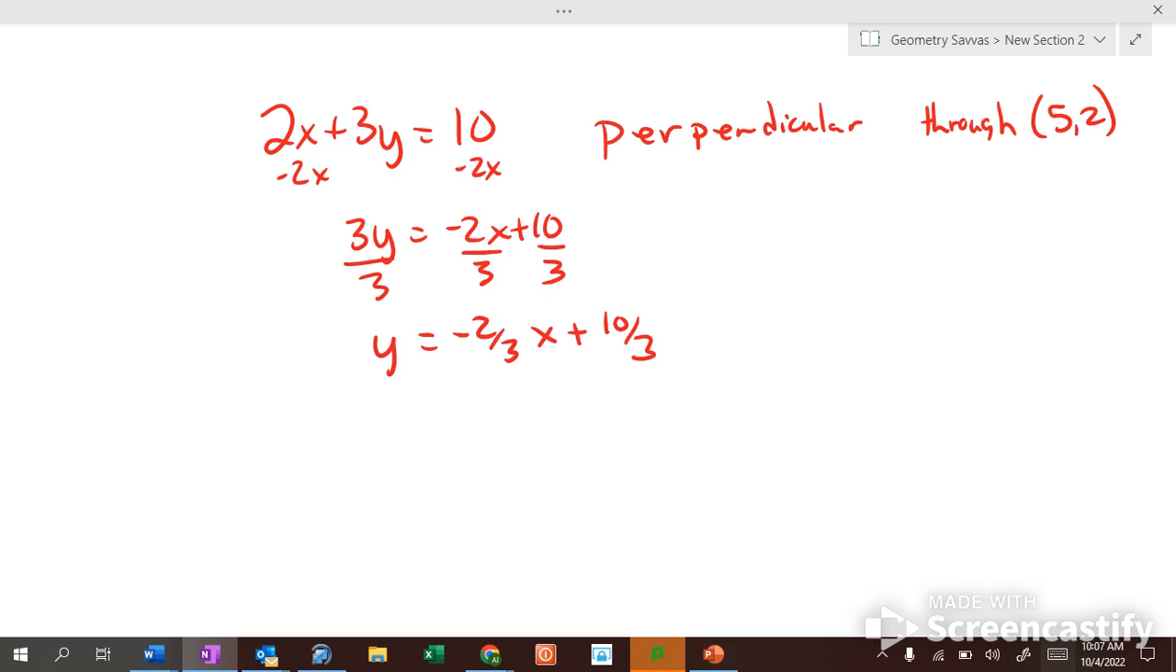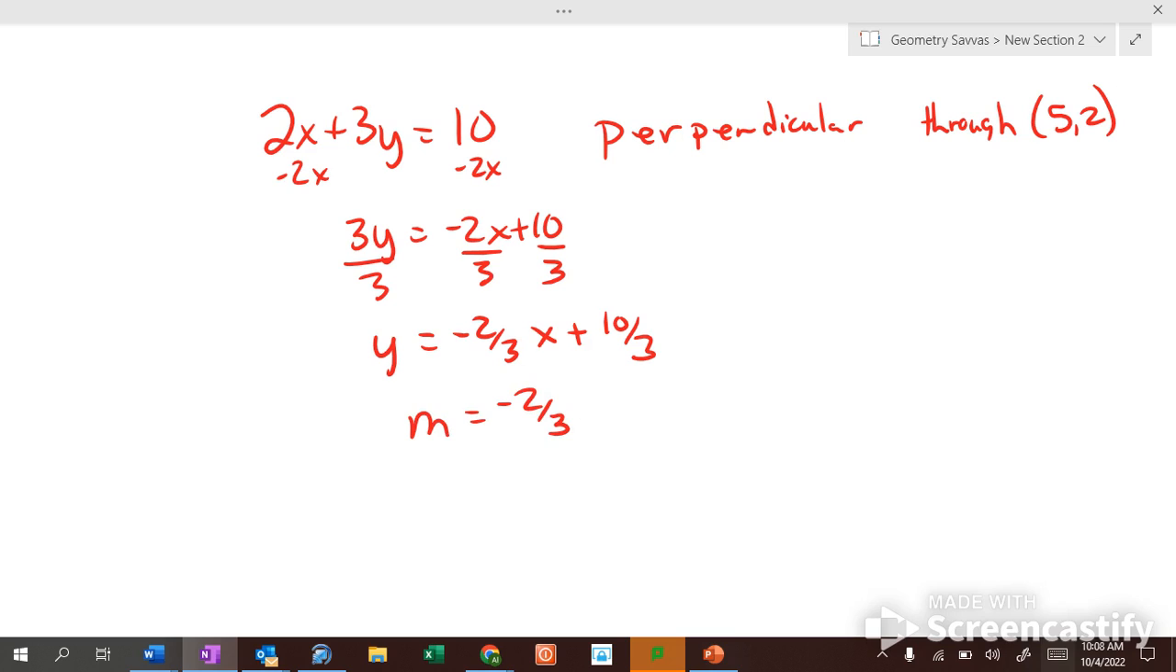Levi, what's the slope of this line right here? 3? No, not 3. Slope is the number in front of x. What's our number in front of x? Not just 2/3, but what's this thing? Levi, what's this thing? Negative 2/3. Thank you. So the slope of this line is negative 2/3.